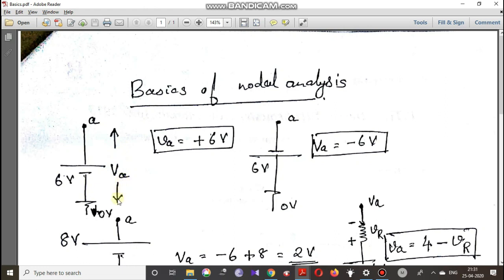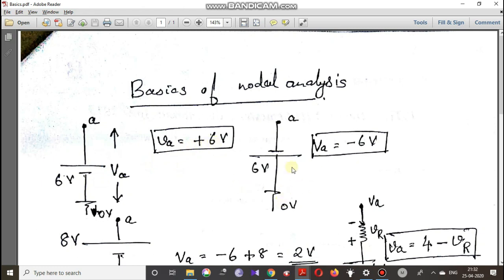The value of VA is from 0 to this point A, and when we go from ground to point A, we are going through this particular voltage source of 6 volt, and we are going from minus to plus, so it is a positive change. So VA is plus 6 volt, because we are going from minus to plus. Here VA is equal to plus 6 volt.